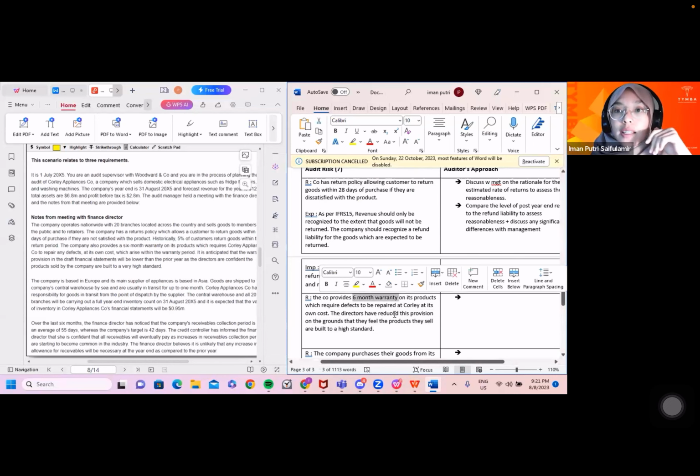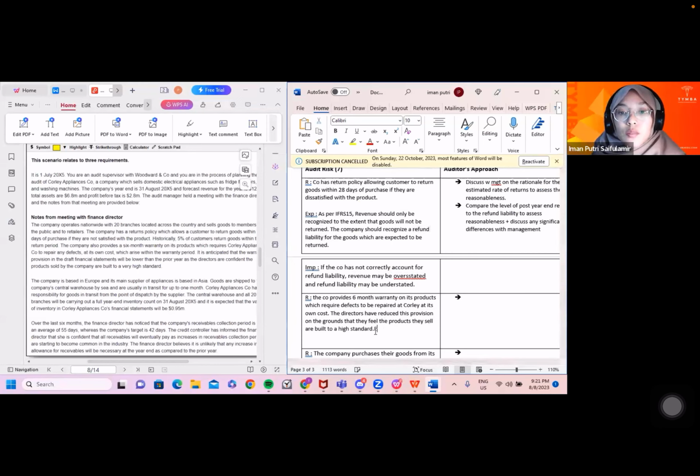Why do you think the auditor's approach will be similar? What is the similarity between the warranty and the refund liability here? Because both need a provision. Yeah, both are uncertain. They require a provision that is based on an estimate. So you're right, these are areas which are high in judgment, so this is something we have to discuss with the management more.